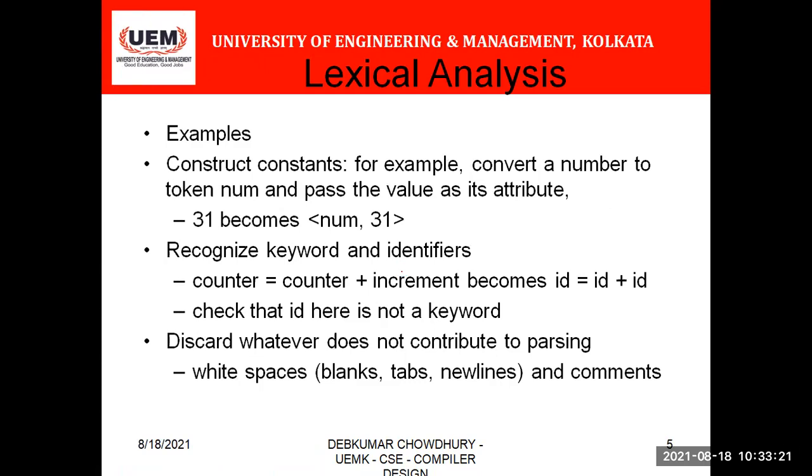Then I discussed how to construct the constants in lexical analysis. In order to construct the constants, first of all, the number needs to be converted to the token number or identifier. Then the token must have an attribute value, separated by a comma. For example, 31 is a number. When we represent it as a token, within angular brackets I write num, comma, 31. So 31 is a constant which we convert into a token like this.